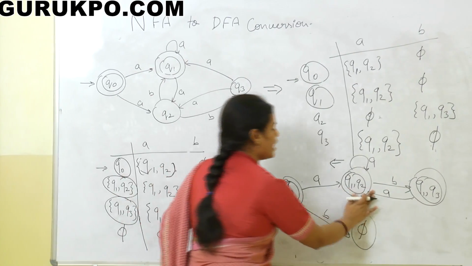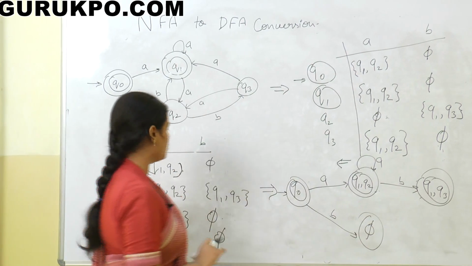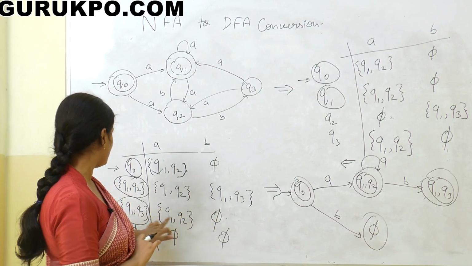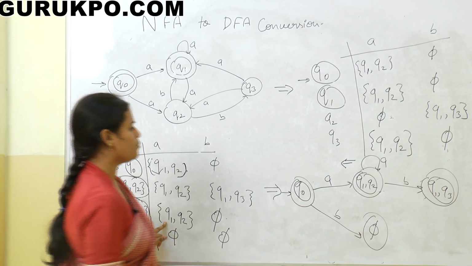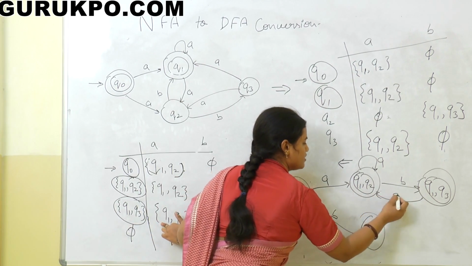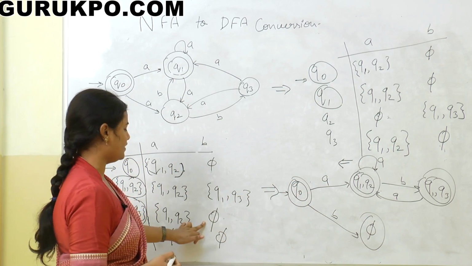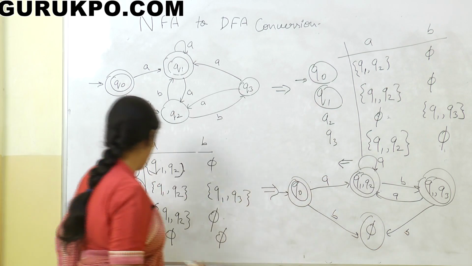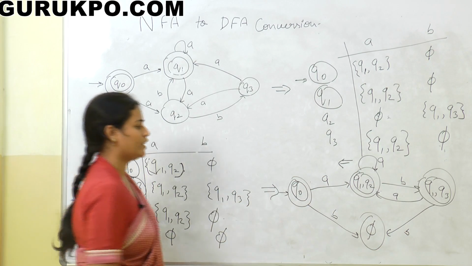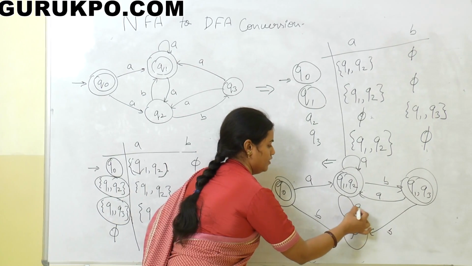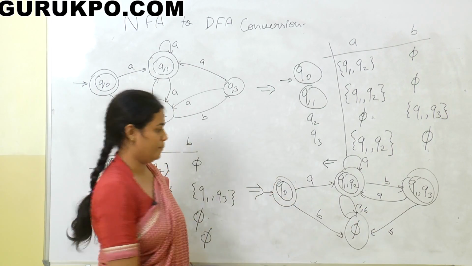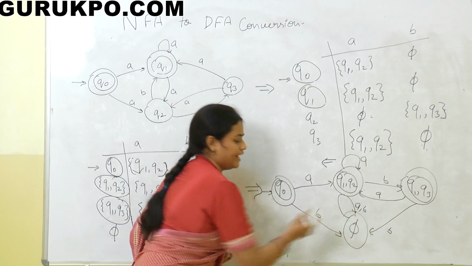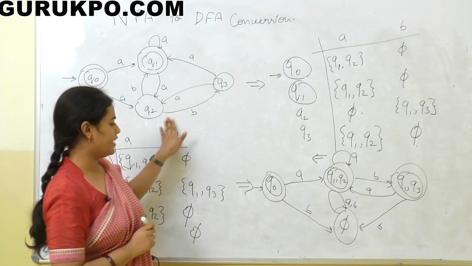Sorry. When I am applying B input at Q1, Q2, I am getting Q1, Q3. At Q1, Q3, I am applying A, I am reaching Q1, Q2. Then I will mention it like this. At Q1, Q3, I am applying B, that is null. And now at null, when I apply A and B both, I will reach the state null. A, B. This diagram is complete now. We have converted this NFA to a DFA.